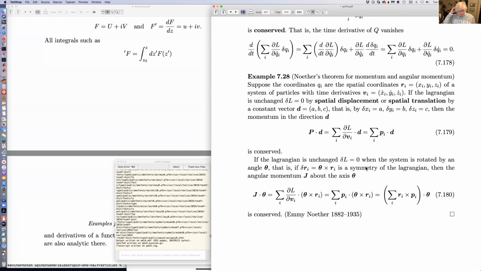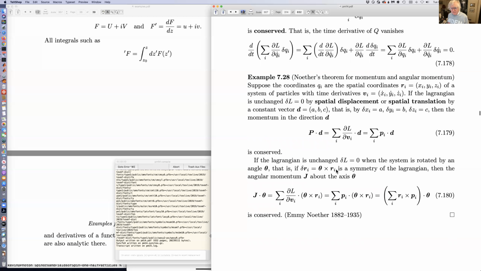Now let's suppose that the Lagrangian is unchanged when you rotate the system by an angle theta. Well, a right-handed rotation about the axis theta by theta radians, where by theta I mean the absolute value of the 3-vector theta, induces changes in the ith coordinate equal to theta cross Ri. Okay, so these are the symmetry changes.